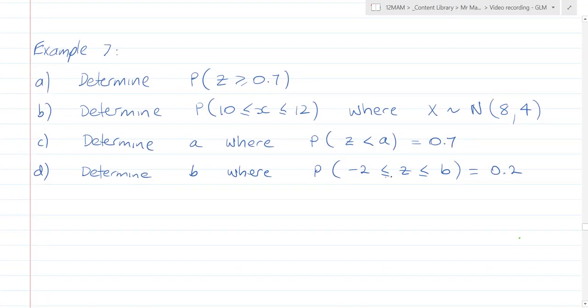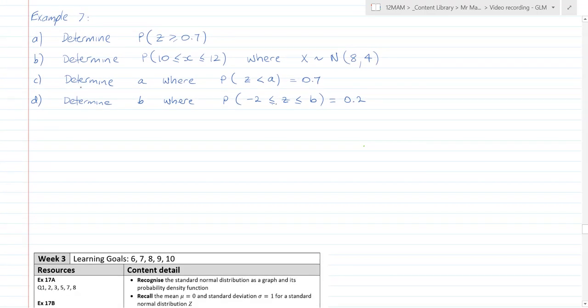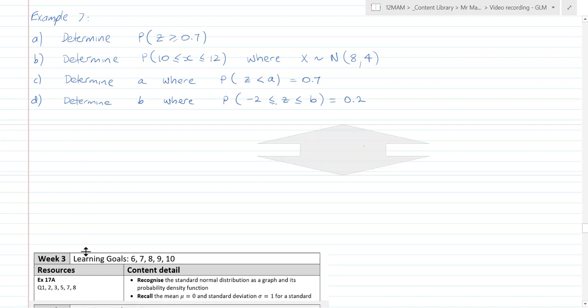Example 7. Determine x is between 10 and 12, where x is equivalent to that normal distribution given. Determine A, where the probability of z is less than A equals 0.7. Determine B, where z is between -2 and B equals 0.2. So there's a range of different questions here, and it's actually here that I'll show you how the calculator can be used to help us a bit more.